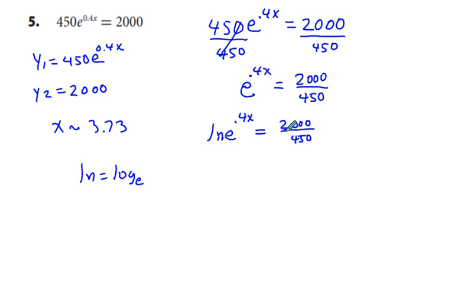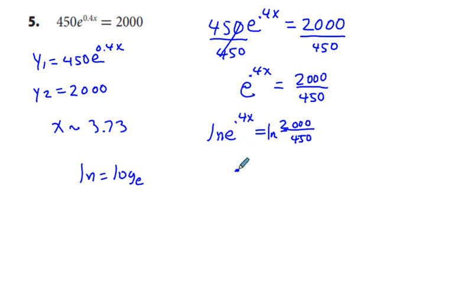What we have is the ln, the log base e of e is 1, because e to the power of 1 is e. So we end up with 0.4x. I had to take the natural logarithm of both sides here. On the left side, the ln and e cancel out, and we have to do this on the right side.